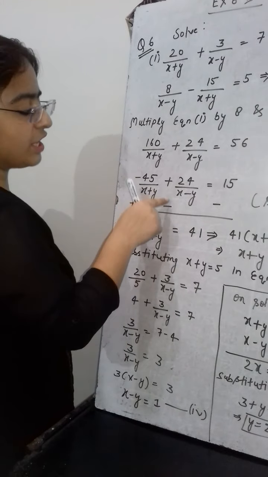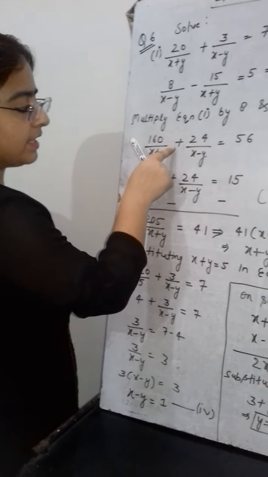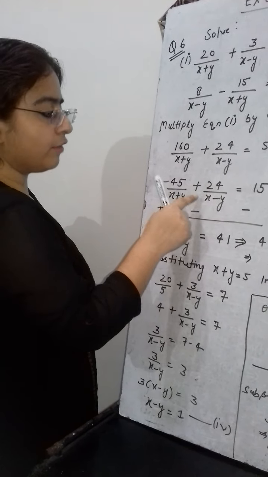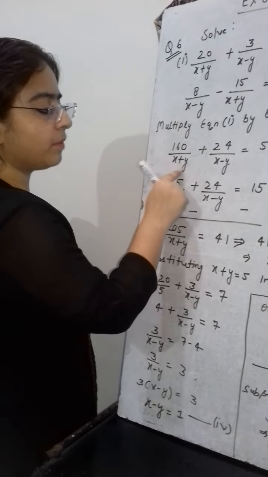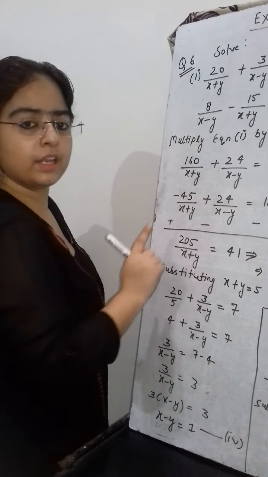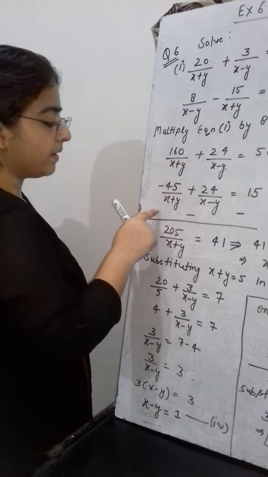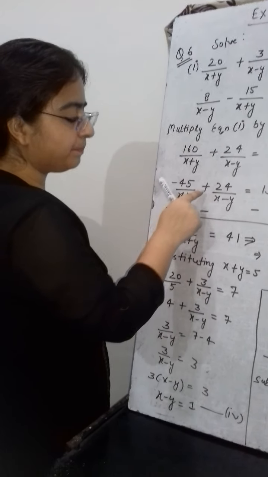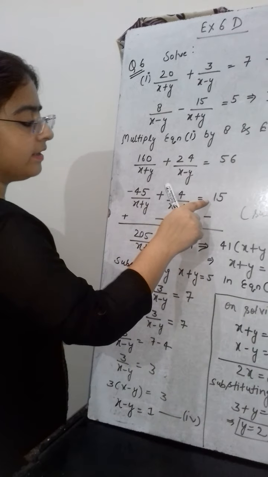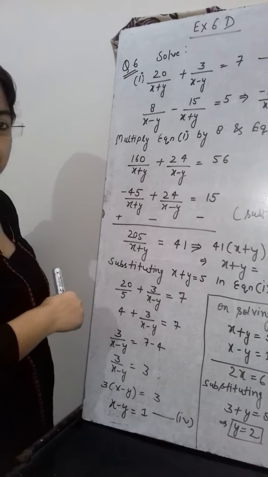Now the terms which have become equal in both the equations, their sign is common, so they will not be cancelled on their own, and therefore we will subtract the second equation from the first one. As a result, the sign of each term of the second equation will change. It will become plus 45 upon x plus y. This will become minus 24 upon x minus y, and it will become minus 15.